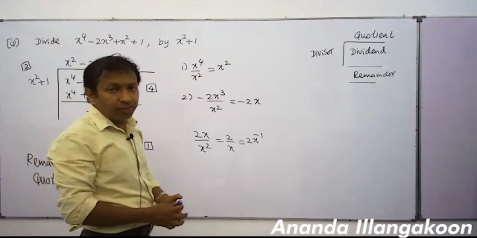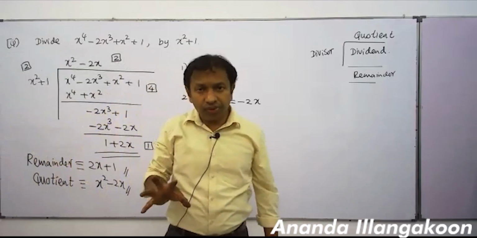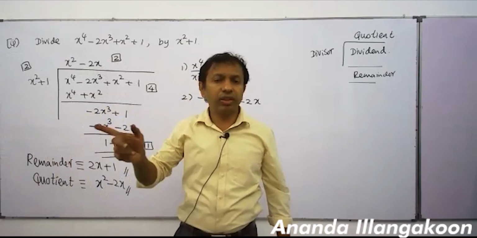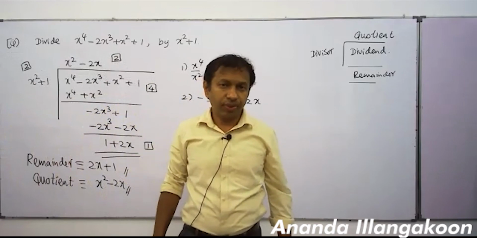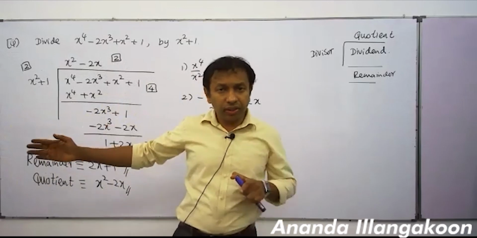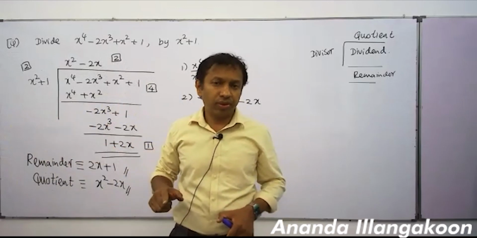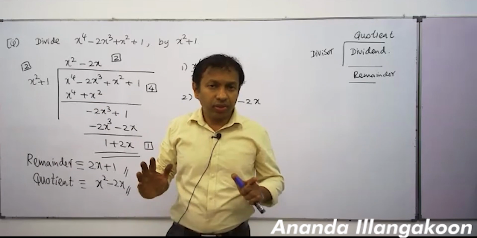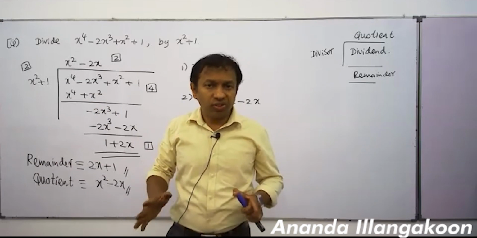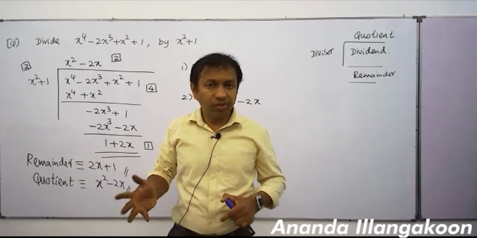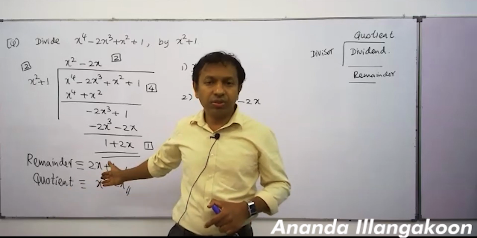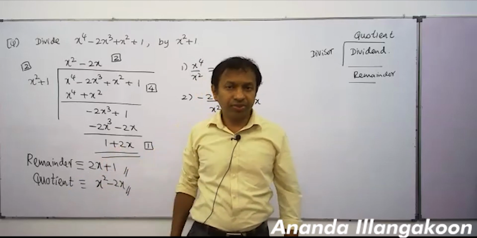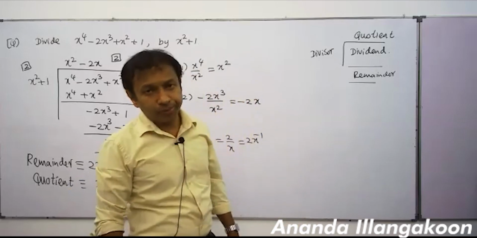The relation is always the degree of the remainder is less than the degree of the divisor. Here the gap between them is 1, but it is not always like that. The degree of the remainder is always less than the degree of the divisor. Sometimes in some other question, the remainder can be of degree 0. Understand? Those properties are very important.